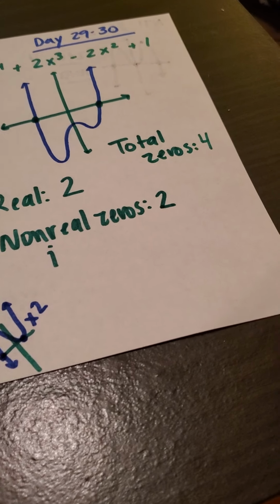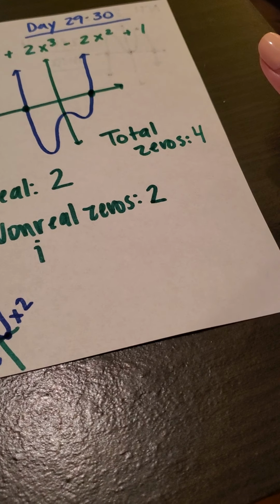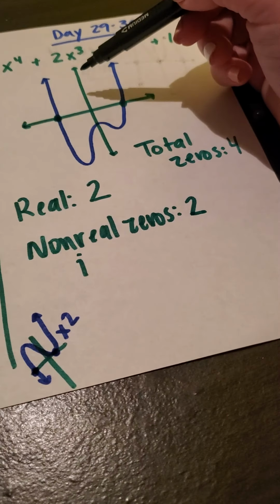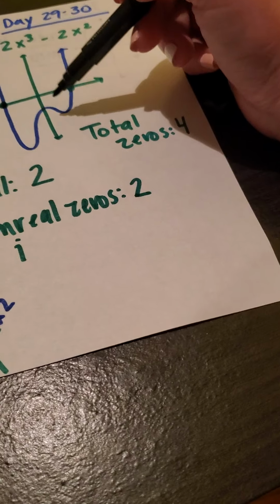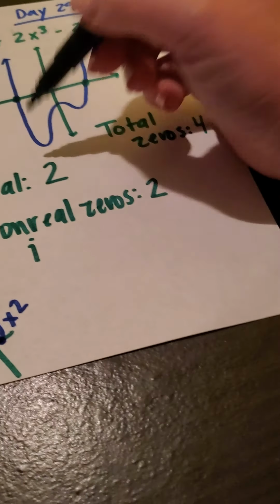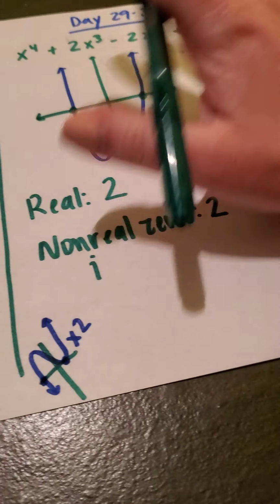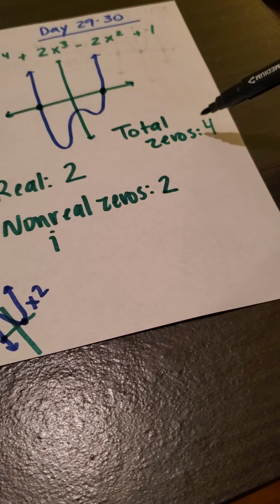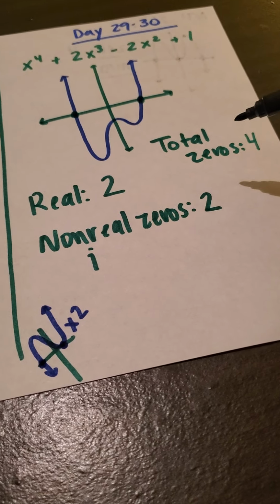Your non-real zeros do come in pairs, and we're not going to see them on the graph. So this isn't a non-real zero, and this isn't. That's not what that means, although that is a min, and that's another min, and that's a max. But we don't look on the graph to find the non-real zeros. We just take our total minus the real ones, 4 minus 2, to give us 2 non-real.